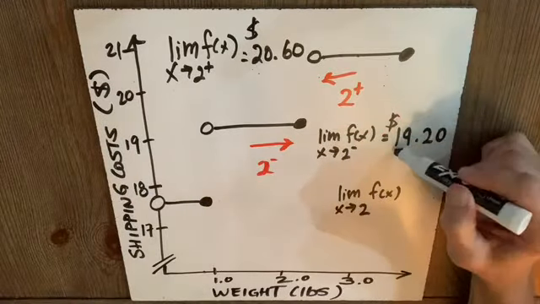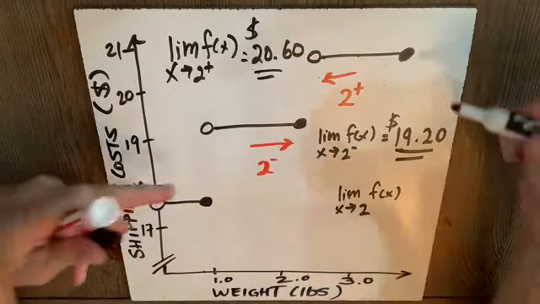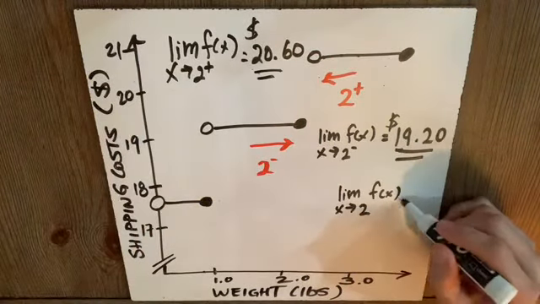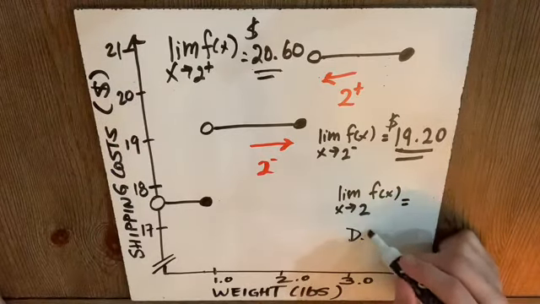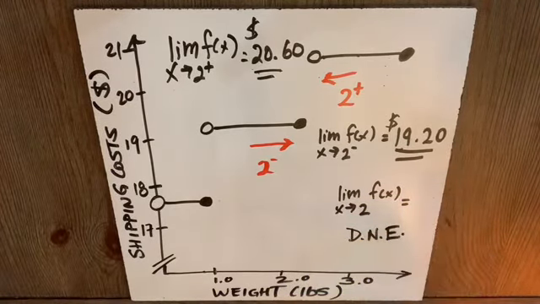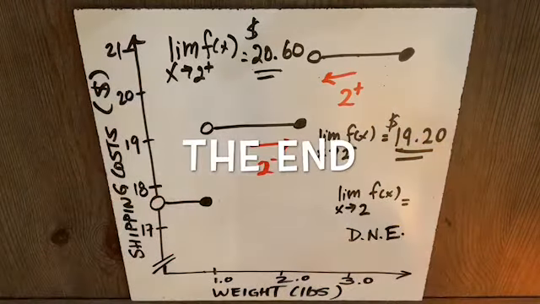Now, the trains are going into different stations. The limit from the left, 19.20, is not equal to the limit from the right. The graphs are not going to the same number on the y. It's the y that matters. So we'd have to say the limit does not exist because the left-hand limit clearly does not equal the right-hand limit.